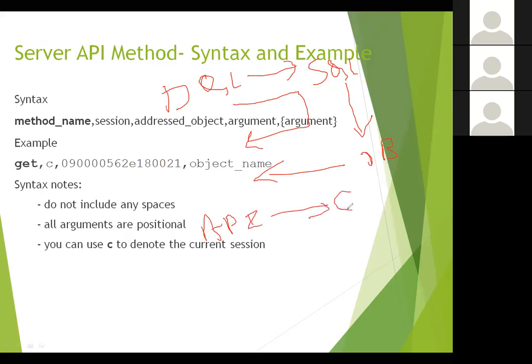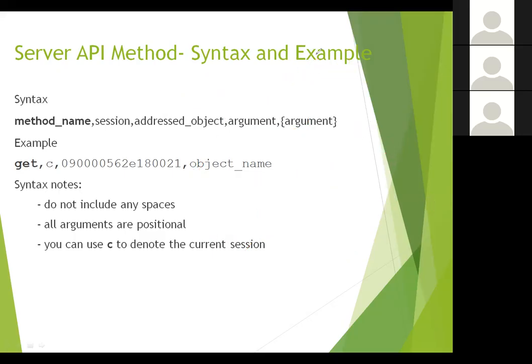But the API interacts directly with the content server, or you can say with the repository, the docbase, and provides you the result. So compared to DQL, it is faster. Another thing is that it is easier to write compared to DQL. Mostly developers prefer API rather than writing a DQL.